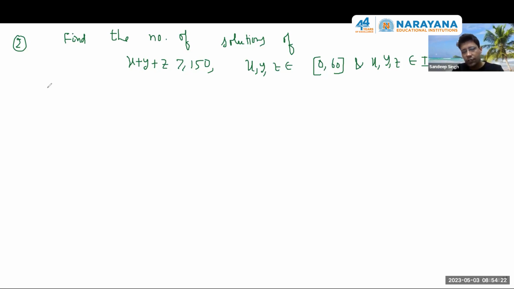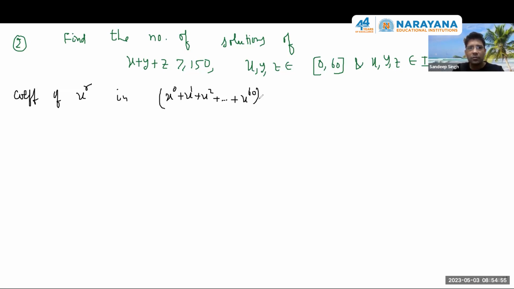First is the direct coefficient method. When I say coefficient method, x, y, z are independent variables moving from 0 to 60. So basically the integral solutions of this inequation will be the coefficient of x power r in, tell me, exponents denote the values these variables are going to take, right? So x power 1, x power 2, up to x power 60. And same is the case for y, same is the case for z.